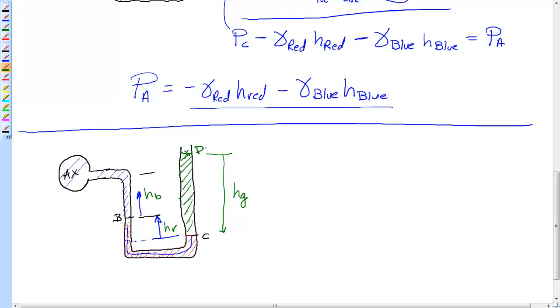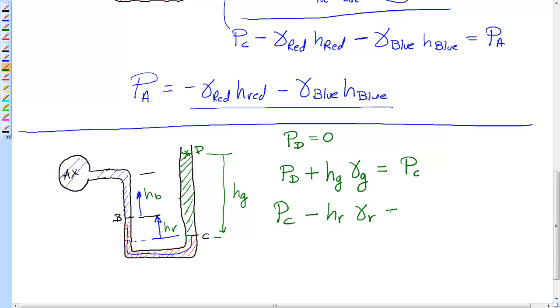Now we have a new interface, D. Pressure at D, you could state before you start, was 0, and you could start there. Pressure at D plus, because I'm going down, H through the green fluid, gamma of the green fluid is equal to the pressure at C, the location I ended up at. Pressure at C minus H of the red fluid, gamma of the red fluid is equal to pressure at B. Pressure at B minus H of the blue fluid, gamma of the blue fluid is equal to the pressure at A. This is where I ended up. This is where I started.